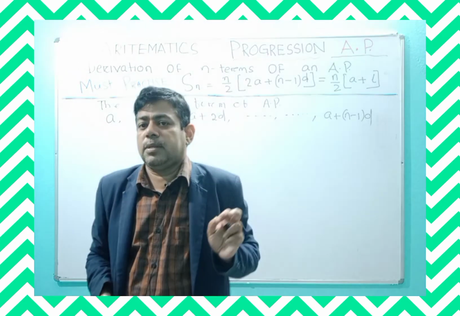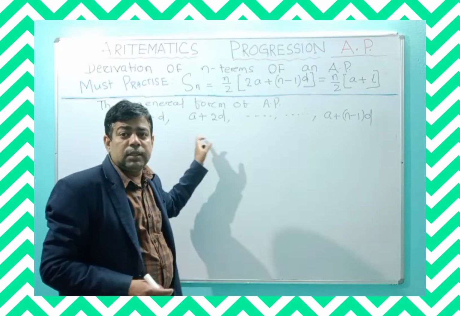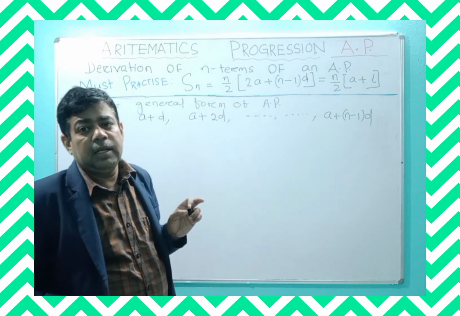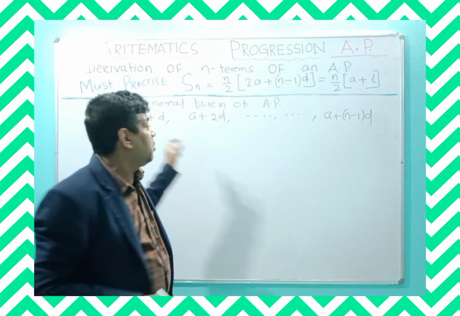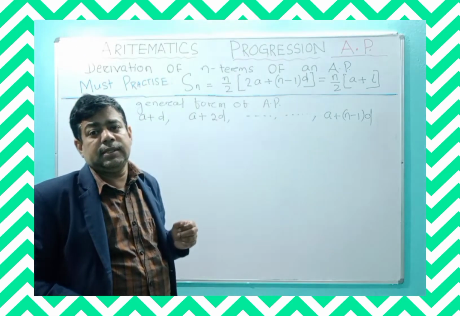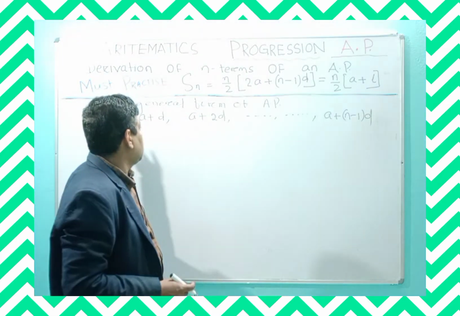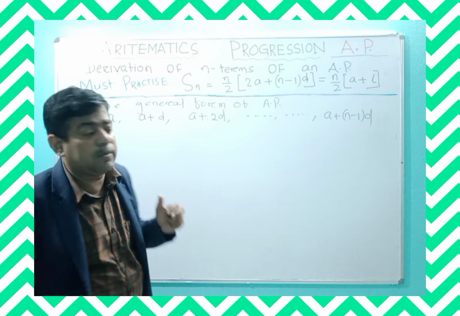Already we have discussed this. Now, how many terms are we going to add here? These are the n terms of the AP, and in this concept we are going to find the sum of n terms of this AP, which is Sn. Sn is the sum of n terms of the AP.